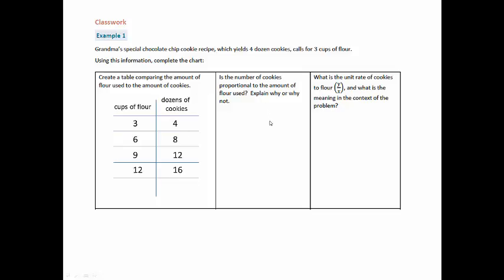The second part of our grid asks us, is the number of cookies proportional to the amount of flour used? And to explain why or why not. We know that these values are proportional because the value is the same for each ratio, 1 and 1/3. If we do 4 divided by 3, y divided by x, we get the same thing each time. 8 divided by 6 is the same as 12 divided by 9, which is the same as 16 divided by 12. They all equal 1 and 1/3, or 1.3 repeating.